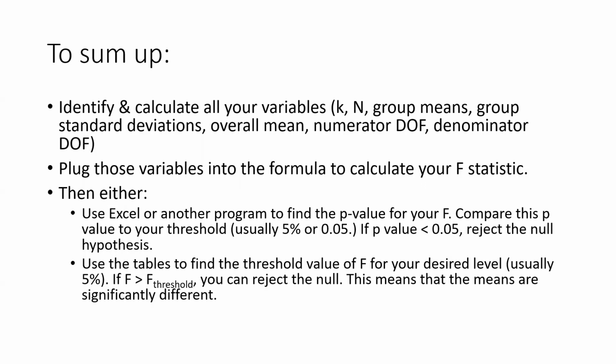You can also use tables to find the threshold value of F for your desired level, which is usually 5%. And then if F is bigger than the threshold F value, you can reject the null hypothesis, meaning the means are significantly different, statistically significantly different.